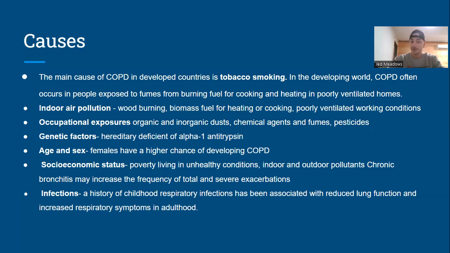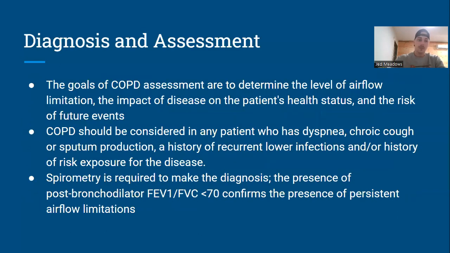Age and sex: females have a higher chance of developing COPD, which I thought was funny. I guess interesting is what I'm going to say. Socioeconomic status: poverty, living in unhealthy conditions, indoor and outdoor pollutants. Chronic bronchitis may increase the frequency of total and severe exacerbations. Just like we were talking about in lower poverty areas, where they don't have the correct fueling or heating for their house or correct ventilation, they can end up with COPD. Infections: a history of childhood respiratory infections has been associated with reduced lung function and increased respiratory symptoms in the adult.